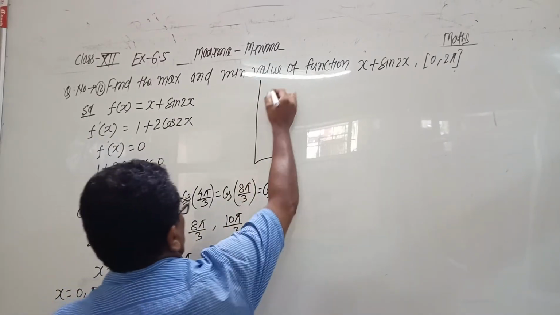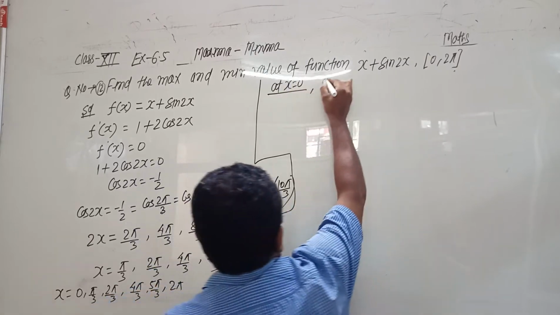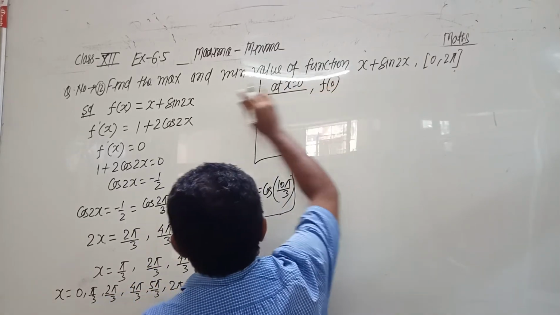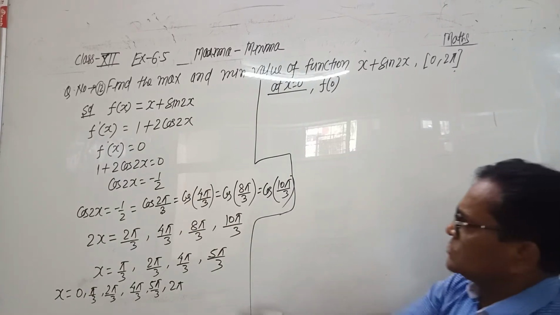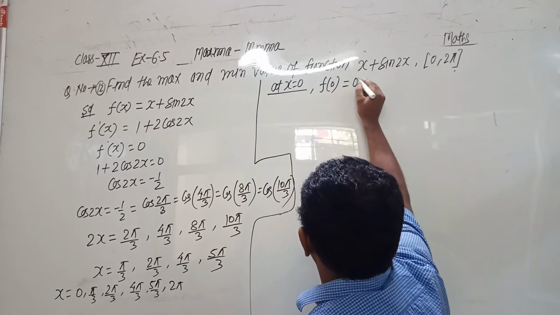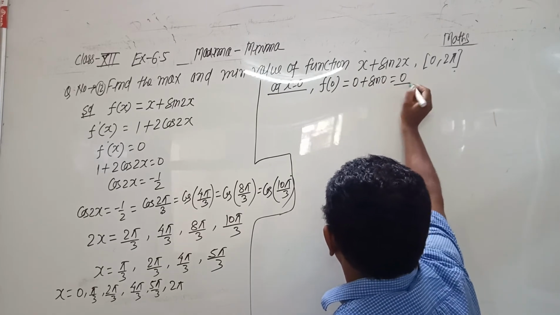So at x equals 0, we find f of 0. Put the value x equals 0 in f(x). So we get 0 plus sine 0, which equals 0.